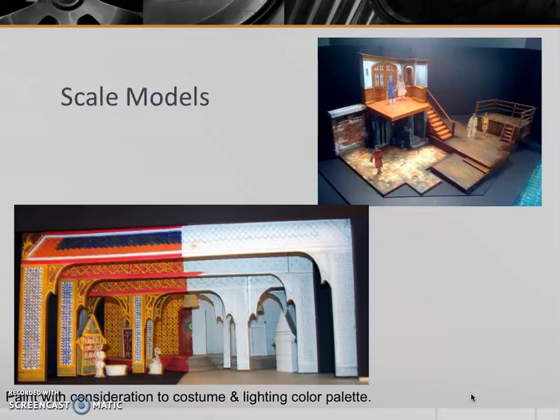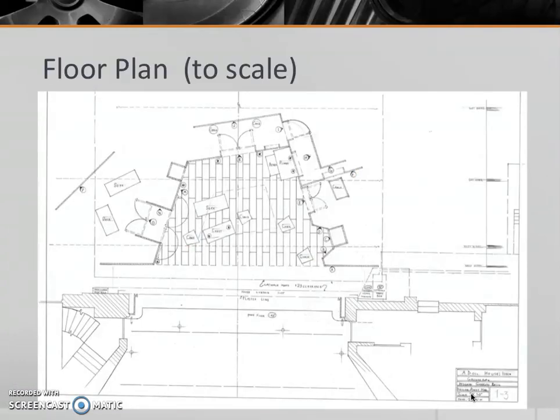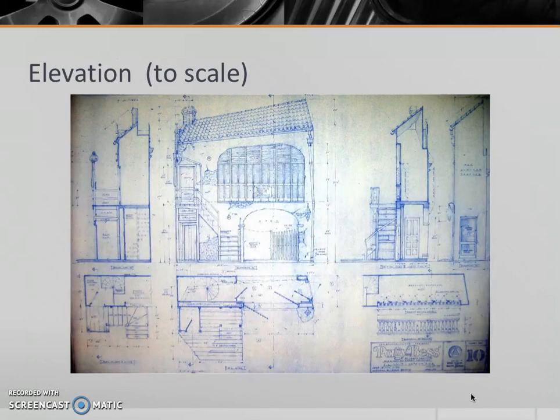The set designer will draw a floor plan to scale, which is used by the director to plan out blocking for the actors, by the lighting designer to plan out where to hang and focus lights, and by the tech director to plan out how to construct the set. Elevations are also drawn and used as blueprints for the building crew.